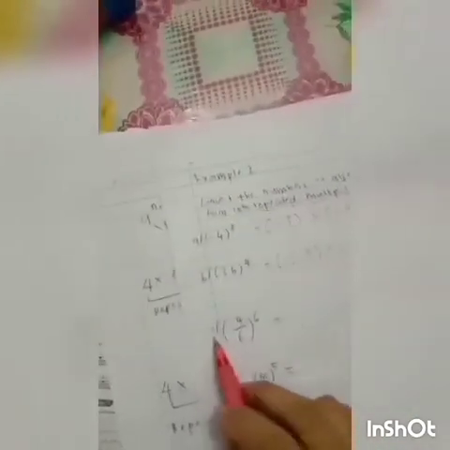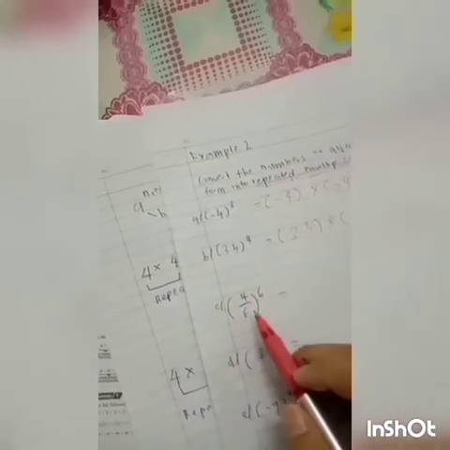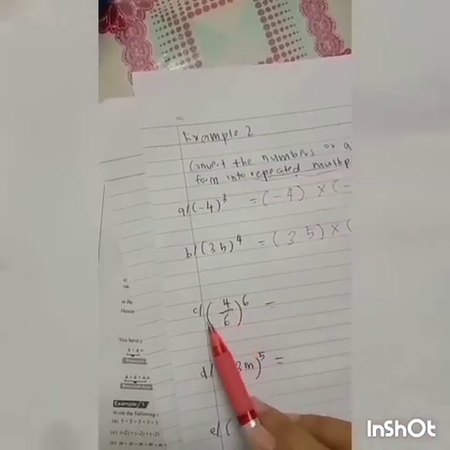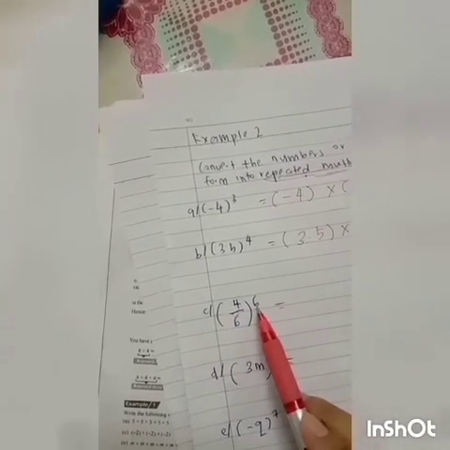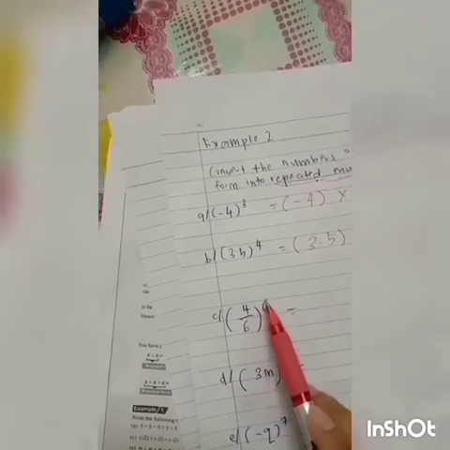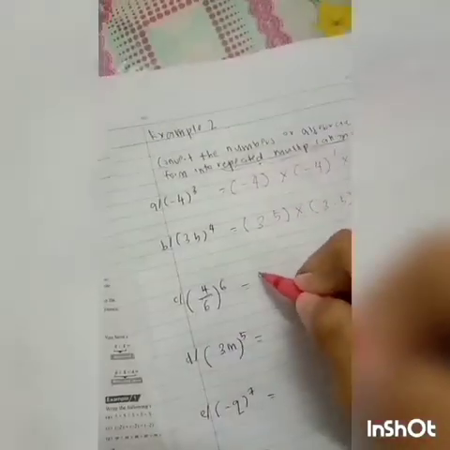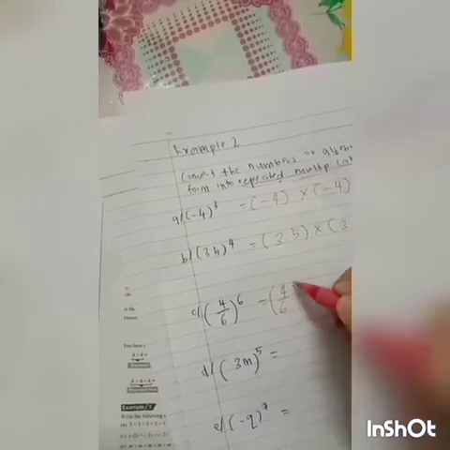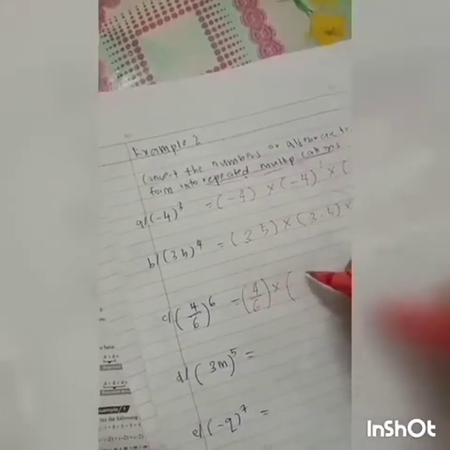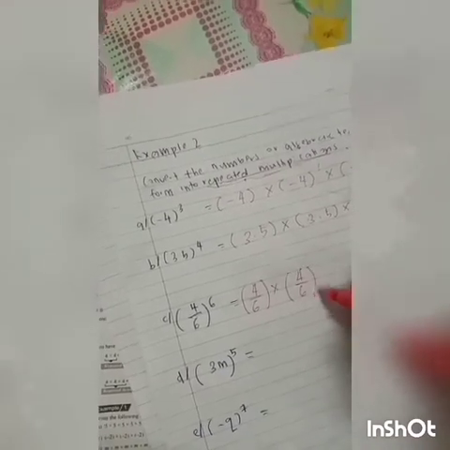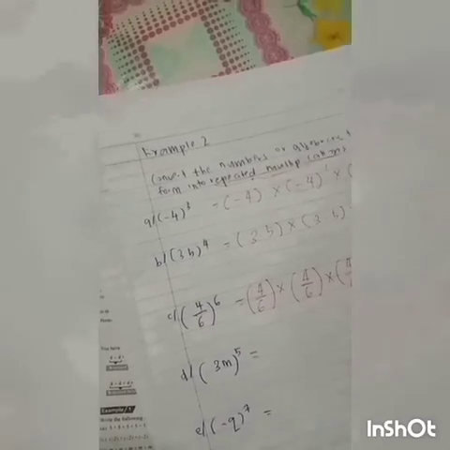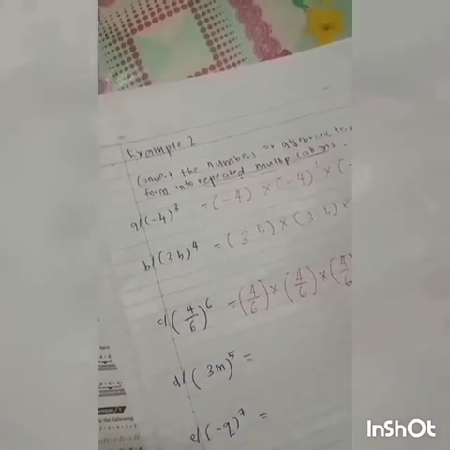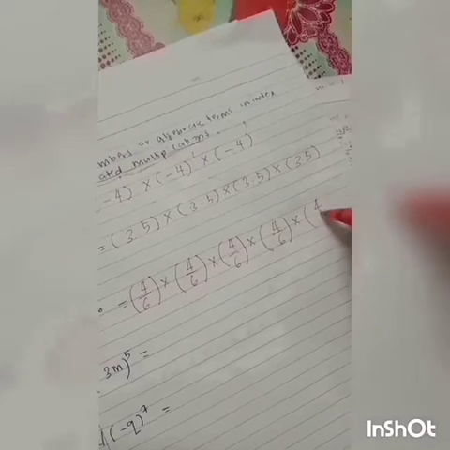For question C is (4/6)^6. So the answer is (4/6) multiply (4/6) multiply (4/6) multiply (4/6) multiply (4/6) and then (4/6).